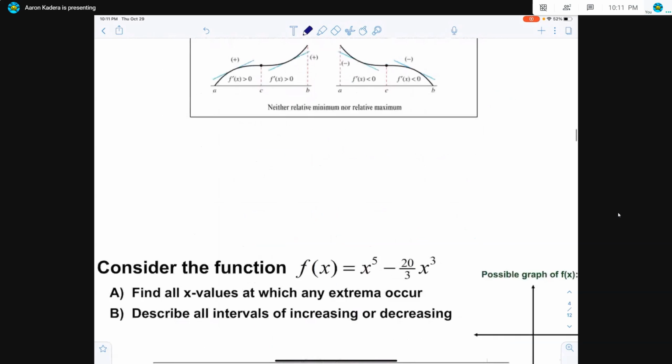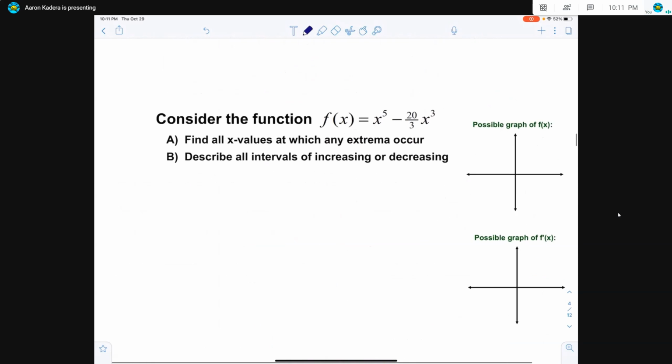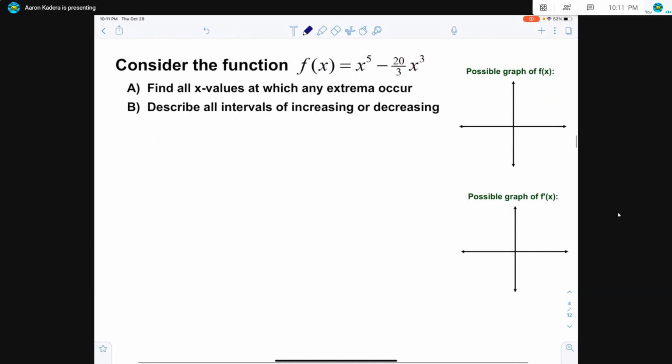Okay, so let's take a look at a function today, and you can pause the video right here and copy down this function, x to the 5th minus 20 thirds times x to the 3rd. And there are two tasks. I want you to find all x values at which any extrema occur, and then I also want you to describe any intervals of increasing or decreasing. And just like yesterday, the process is to find any critical values, so any point where the derivative is either 0 or undefined. The extra thing that we're going to do today is examine what happens on either side of every critical value. And I'll show you a nice way to organize your information here.